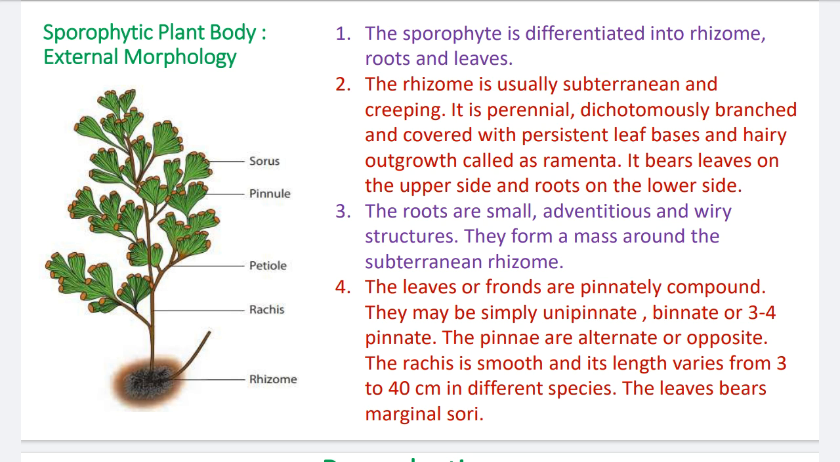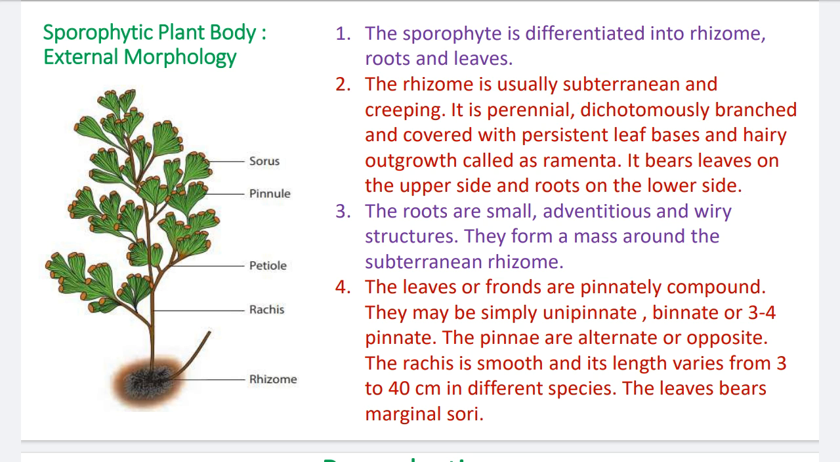Number 3, roots are small, adventitious type and wiry structures. They are small and wire-like, and they form a mass around the subterranean rhizome. Number 4, the leaves or fronds are pinnately compound. They are small and compound in nature. They are simple unipinnate, bipinnate or 3 to 4 pinnate.